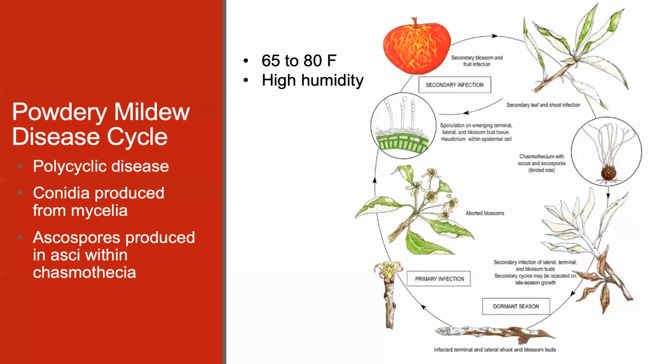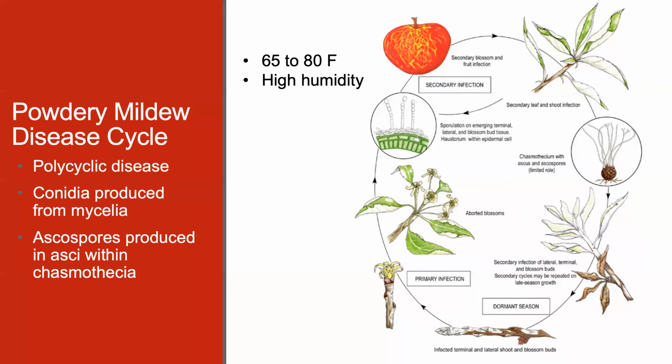Like apple scab, powdery mildew is a polycyclic disease. Conidia produced in the spring from overwintering mycelium serve as primary inoculum and initiate primary lesions. These lesions then produce more conidia, which serve as the secondary inoculum.